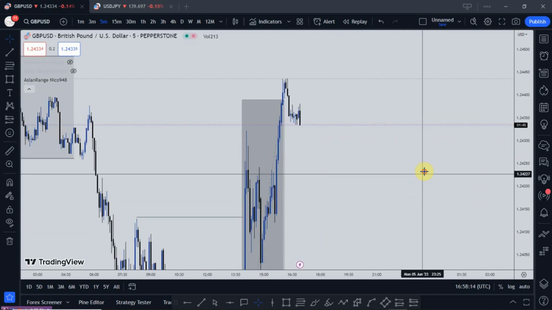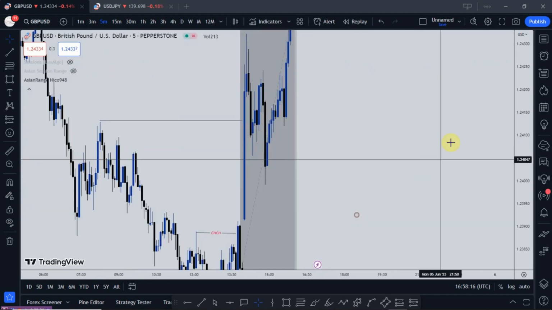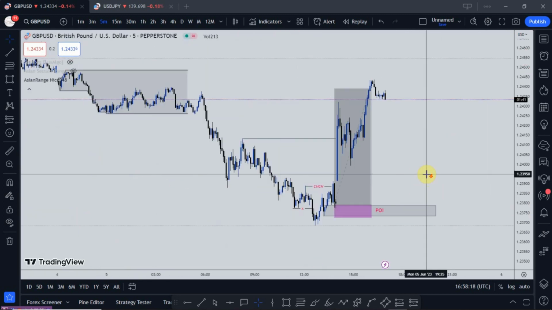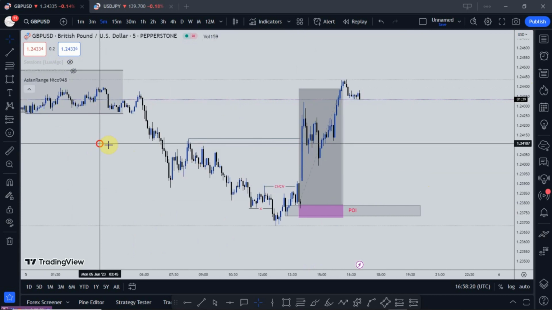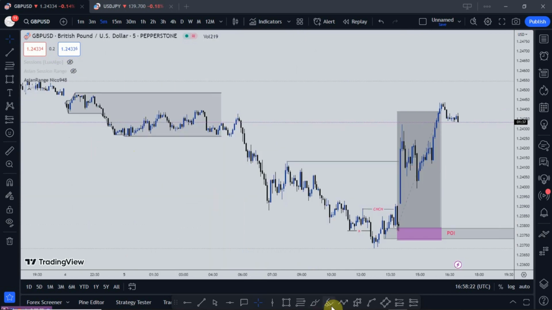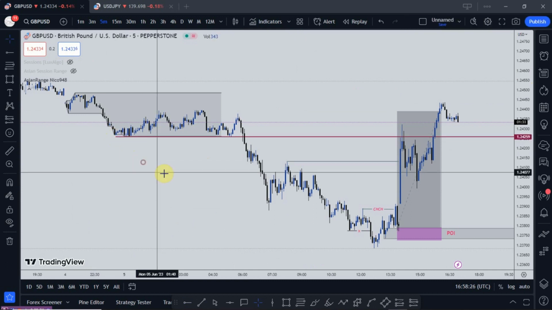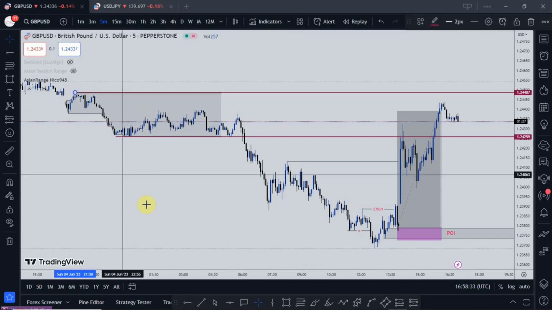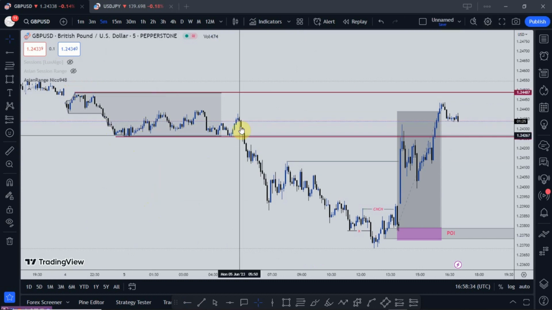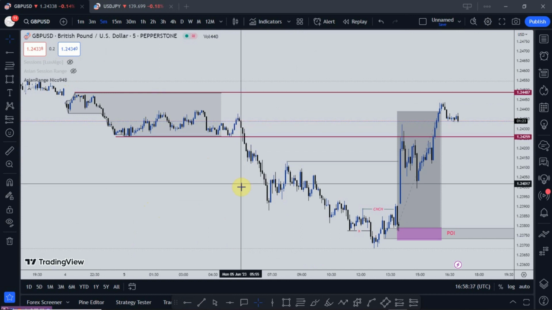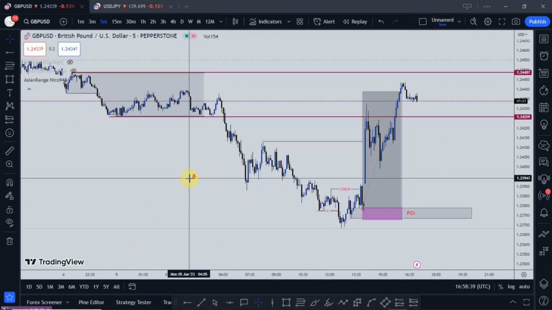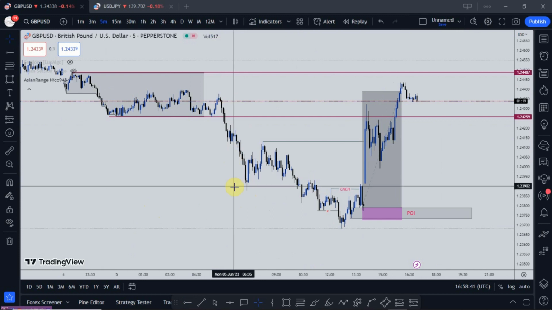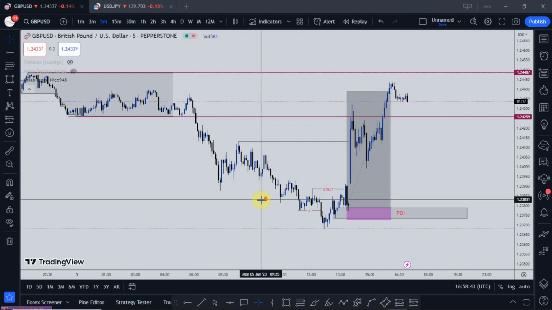Let's have a look at what happened on GBP USD today. So we can see we have our Asian low here. This is the lowest part of the Asian, and we have the highest point here, which is right over here. So we can see that the Asian low has been taken first. The Asian low has been taken. So what we want to do is wait for the choke.